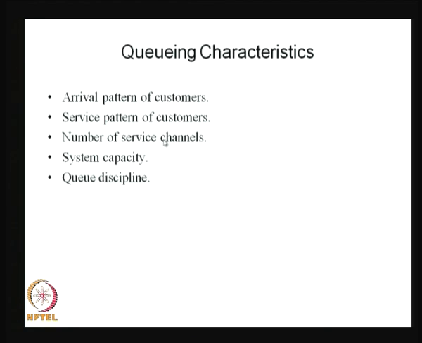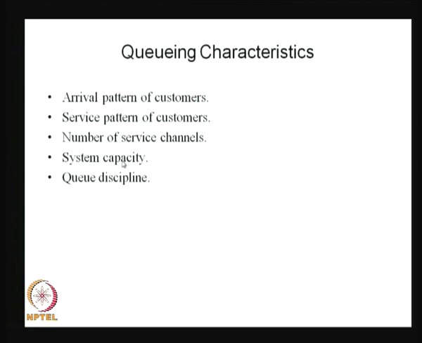Then the third important characteristic is the number of servers in the system. How many service channels are available to do the service, whether you have only one server in the system, or more than one, or countably infinite. According to that, the queuing system may vary. So the third information is the number of servers in the system.